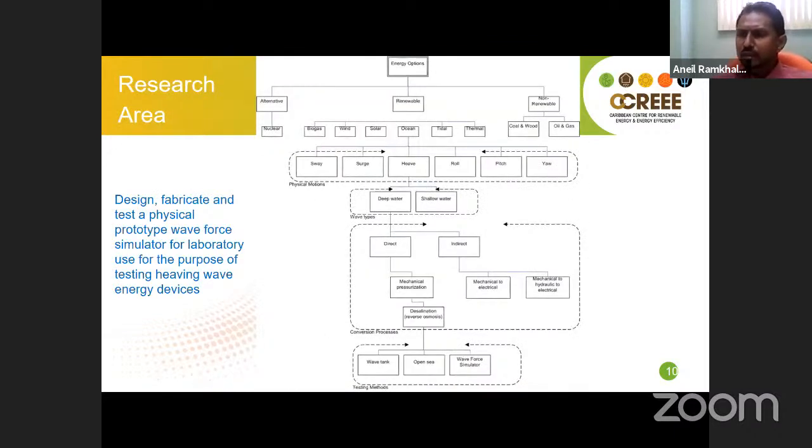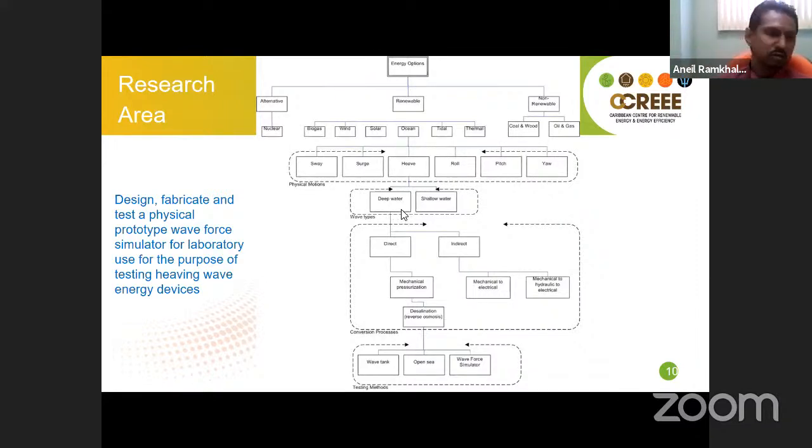So this chart here sort of narrows down the area that we looked at, and this was to create the wave force simulator for lab use. We are looking at renewable energy under our energy options. We are targeting ocean wave energy, and if we have a buoy on the ocean wave, it will experience 6 degrees of freedom of motion. We are looking particularly at heaving motion, the up and down motion.